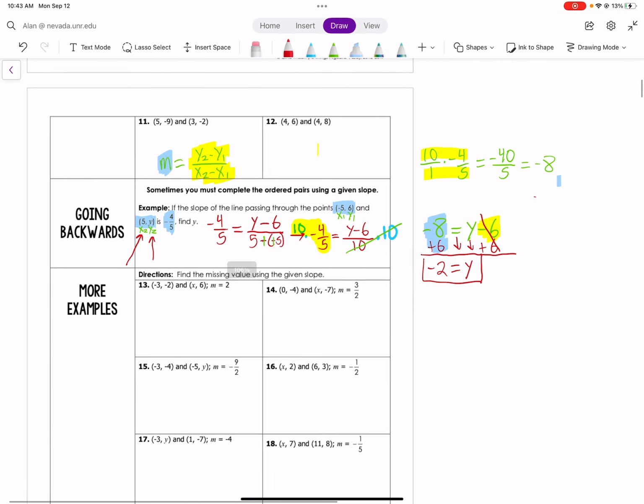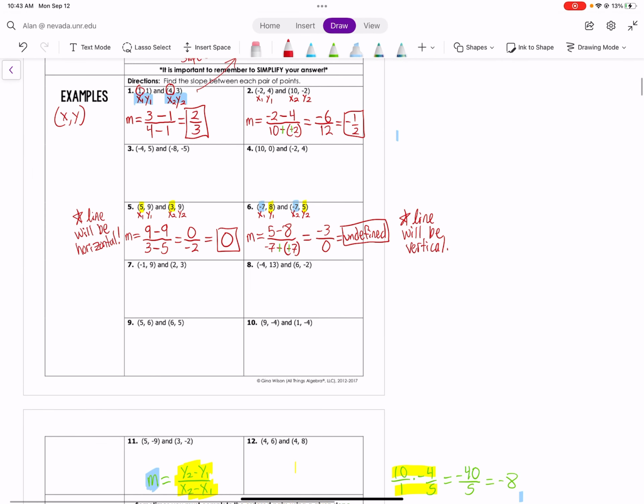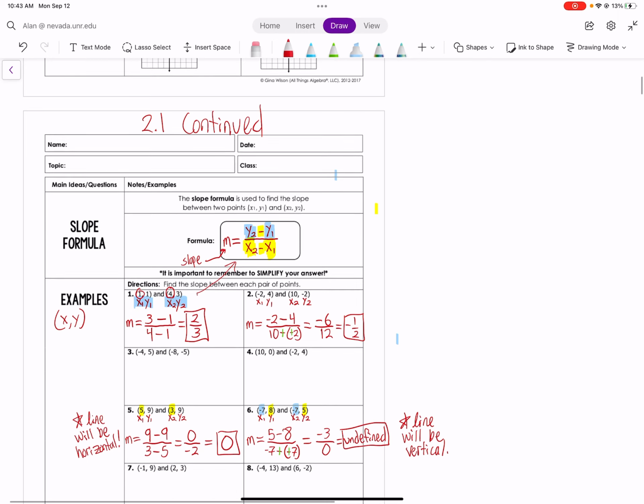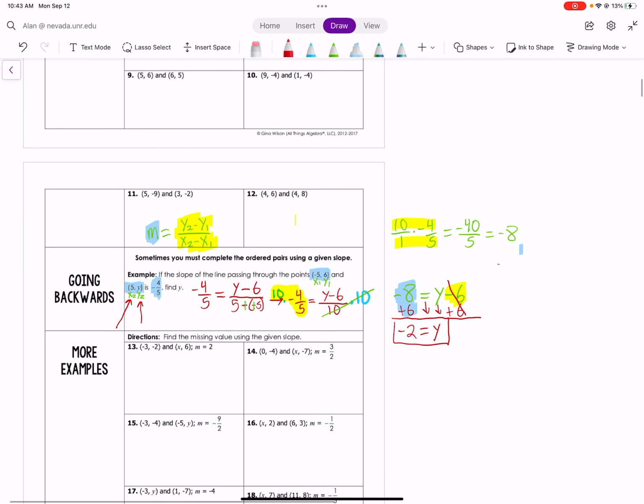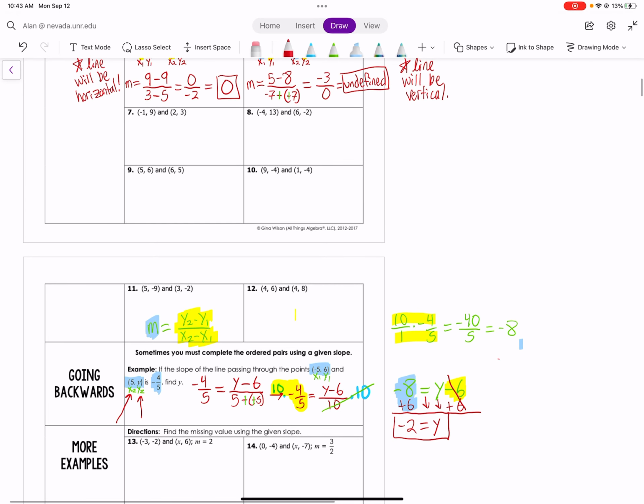Your quiz next class will look exactly like the examples that we did today in these notes. Remember, there is recommended homework on the next page for you to try if you would like some extra help.